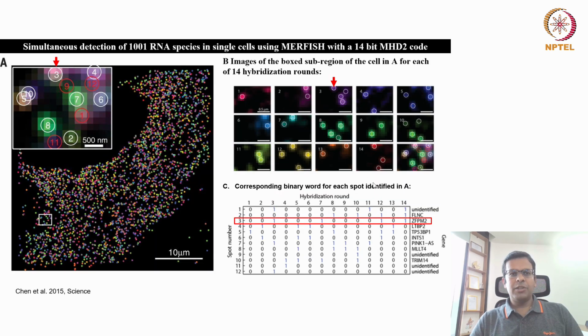So here is the real image of a MERFISH experiment. This is, let's say, a tissue sample, and the real image of the MERFISH experiment where 1001 RNA species were detected in single cells using MERFISH. Okay, so the real image looks like this. Each spot is actually artificially given, so that's why you can see them as perfectly round spots. This is the reconstructed image. This is not the real image.